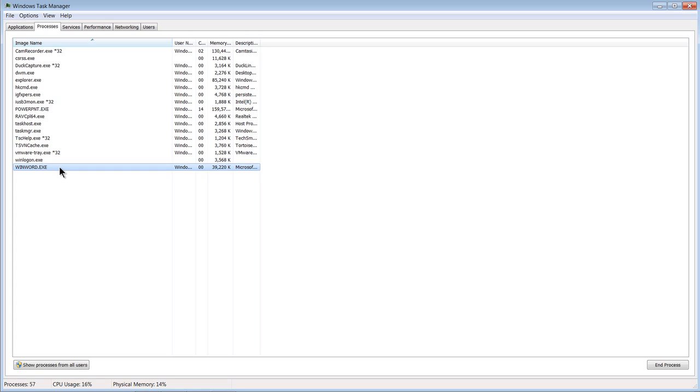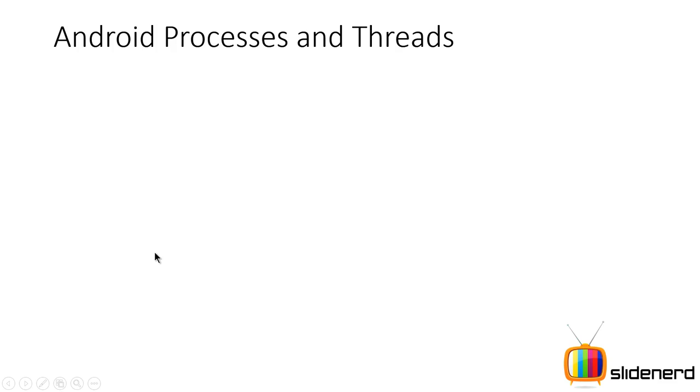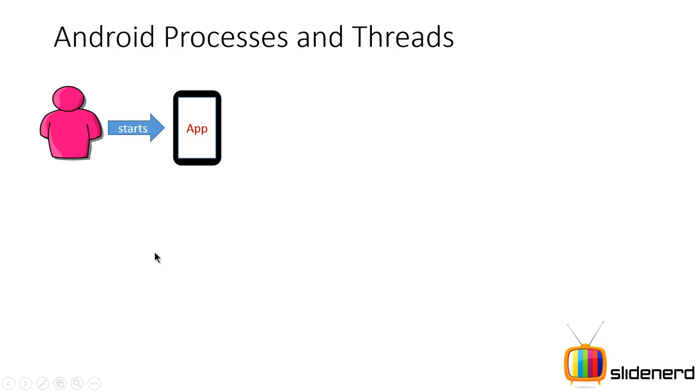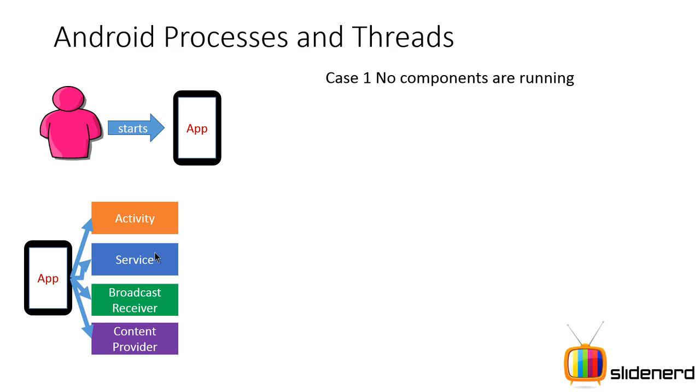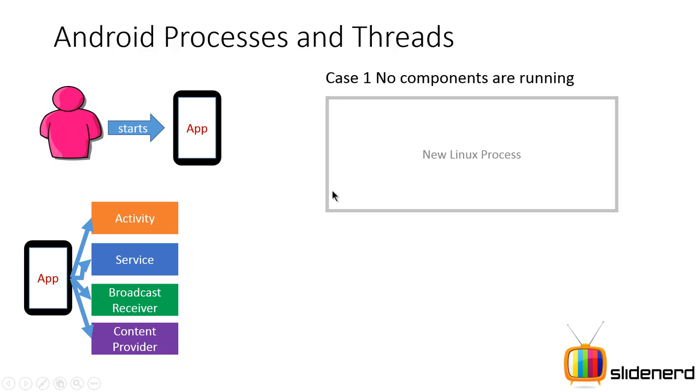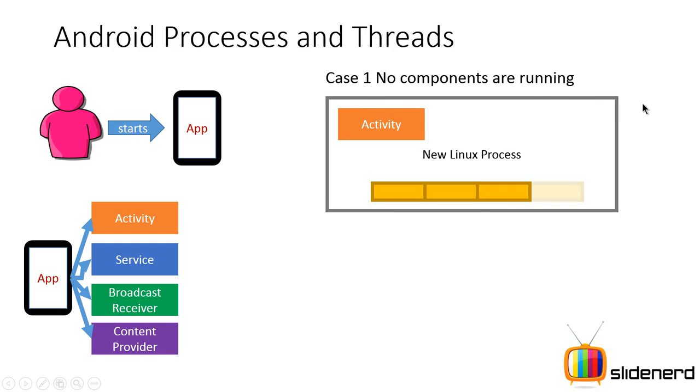Now that you have understood this, let's go back and try to figure out how Android works with these things. As a user, when you first start your app, the app has 4 components. Let's say your app has all of them: an activity, a service, a broadcast receiver, and a content provider. If no components are running for your app, so this is the first time you're starting it, a new Linux process is created. Your activity is put inside that process and it has access to a single main thread.